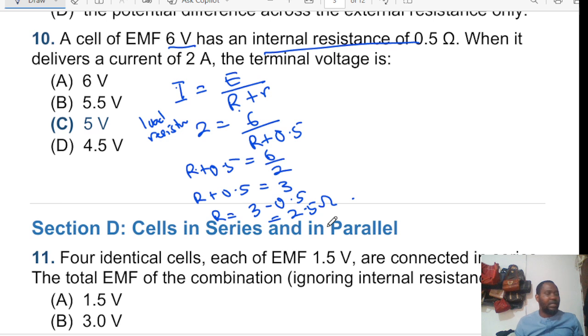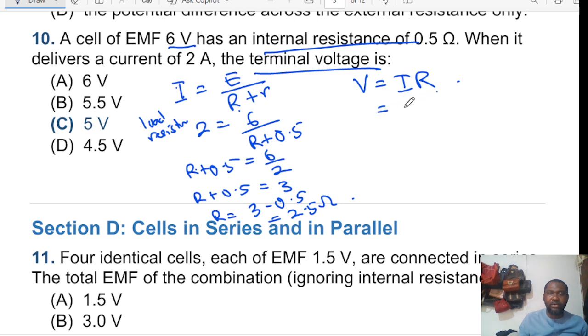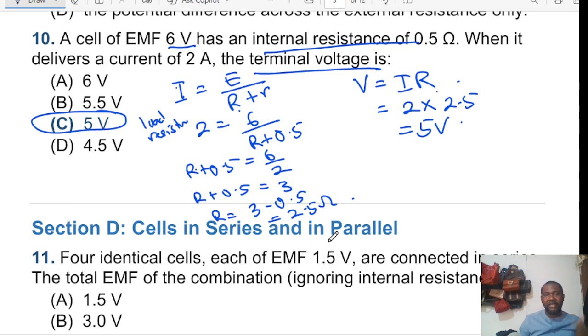Now, you're going to wonder, why am I finding the resistance? It's because of what we are asked to find, the terminal voltage. Because the formula, the terminal voltage is equal to the current times the external resistor. So the current I is equal to 2 amperes. The external resistance, we just got it to be 2.5 ohms, and that is going to give us 5 volts. So that makes C the answer. 5 volts the answer. I hope this makes sense.